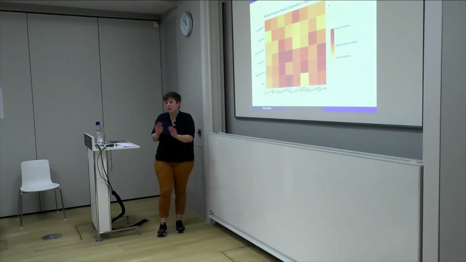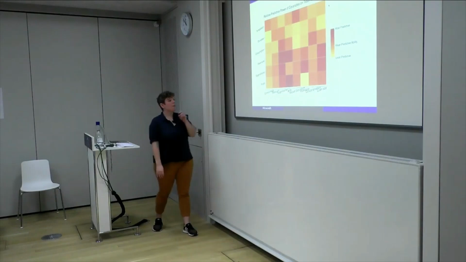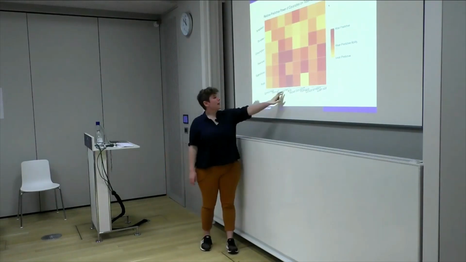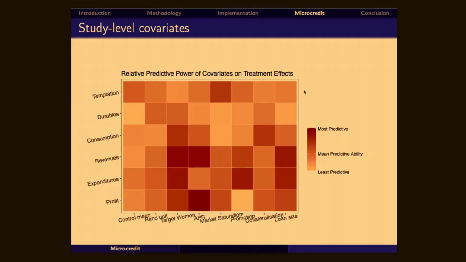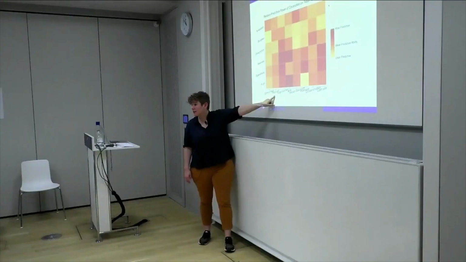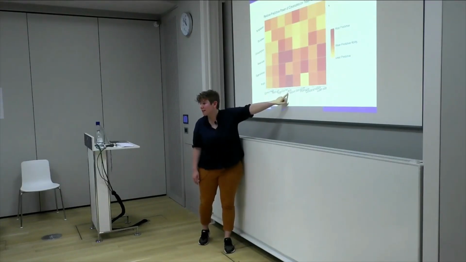It's not completely stable. But what you see here is that things like targeting women and the interest rate are much more predictive than the baseline or control level of profit or consumption, and what is the randomization. When I started doing this, people said you should not aggregate these studies. They randomize different units, right? That is actually way less important than the fact that they offer different interest rates, right?